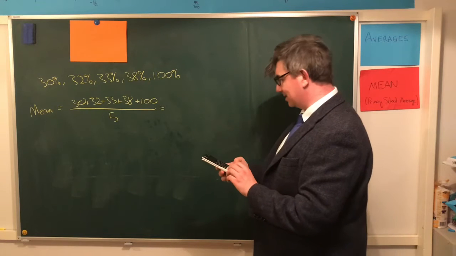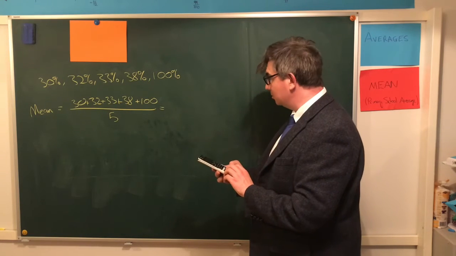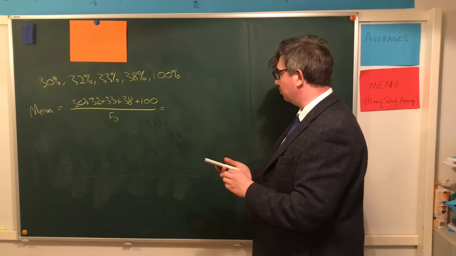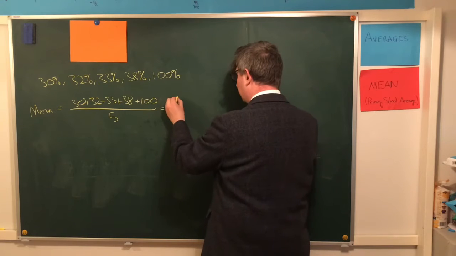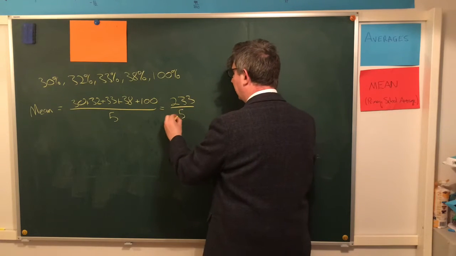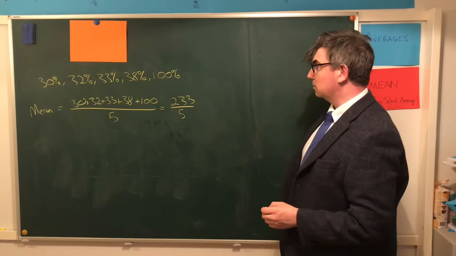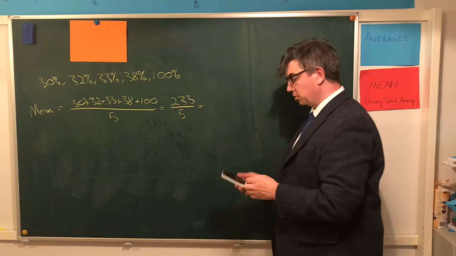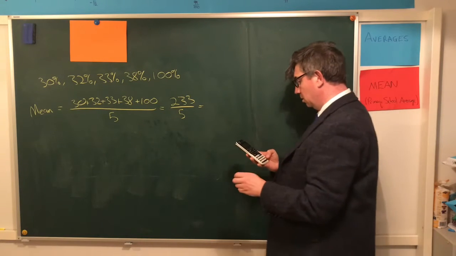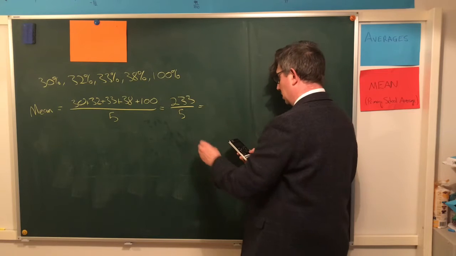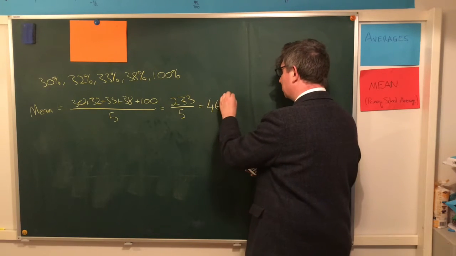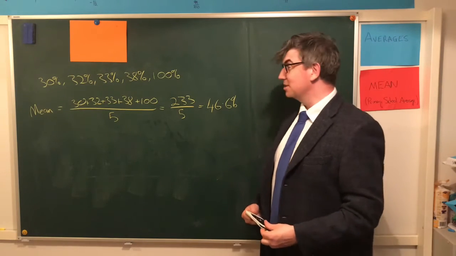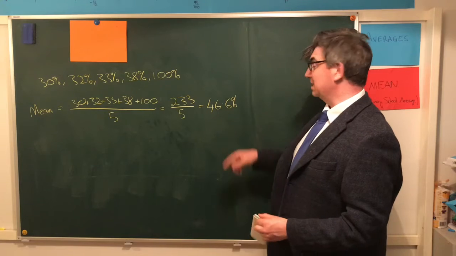So let's put them in. So it's 30 plus 32 plus 33 plus 38 plus 100 equals 233. Check my figures, will you please? All over 5. So this is looking good because I know what's going to happen here, because 200 would be 40, right? So it's 233 divided by 5, which is 46.6%. So I'm pretty happy. I can tell Mrs. O'Sullivan, well, the average score of my student was 46.6.